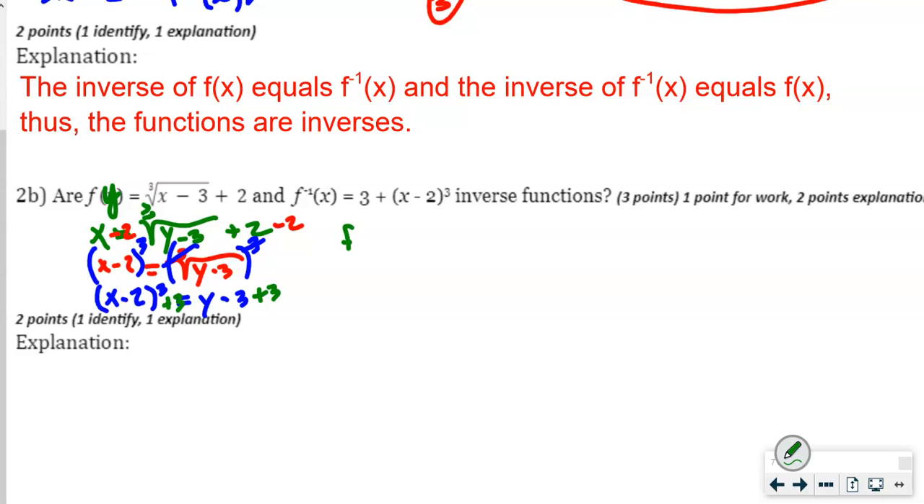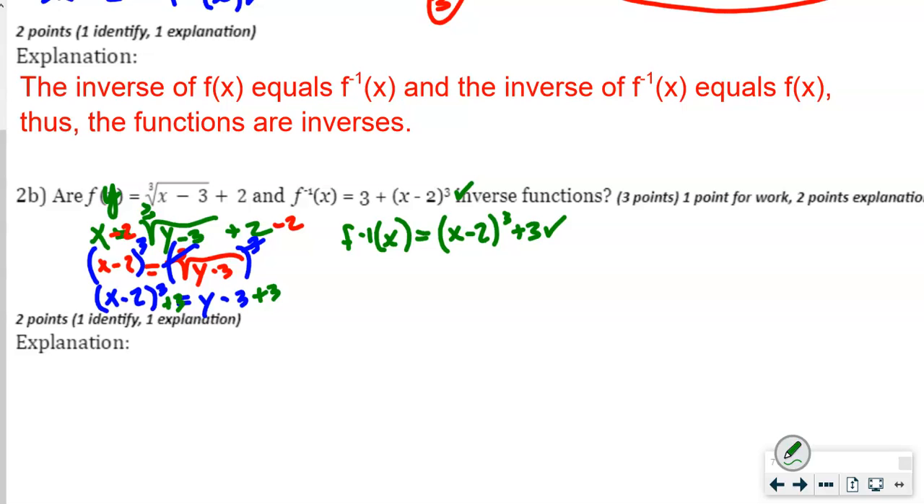So our f to the negative 1 of x is going to be equal to x minus 2 cubed plus 3. Is that what we have there? Essentially, yes. It's just written in a different order. So this one checks out with that one right there. Okay, now let's do the other side.